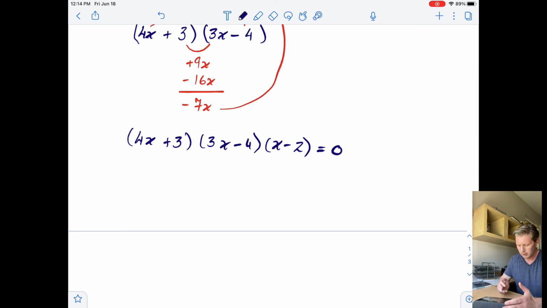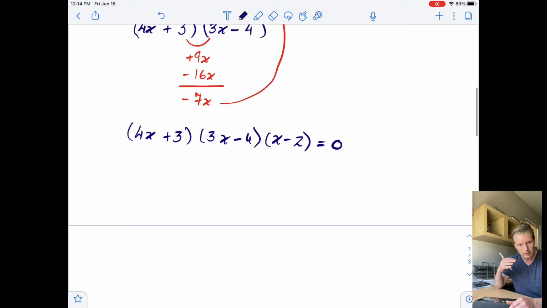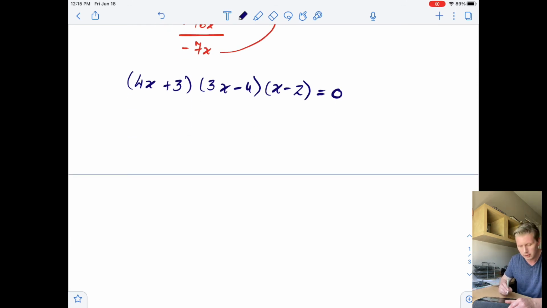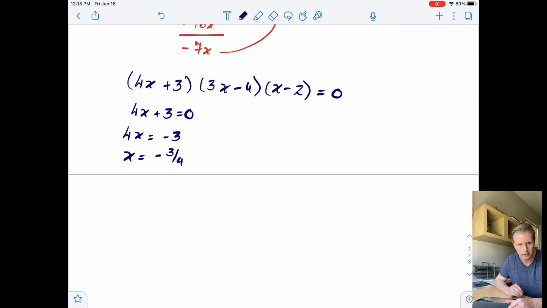All right, so the solution here is that either 4x plus 3 is equal to 0, 3x minus 4 is equal to 0, or x minus 2 is equal to 0. So those are my 3 solutions. I've let each of these factors individually equal 0 and then solve. So if 4x plus 3 is equal to 0, well then 4x is equal to negative 3, and x is equal to negative 3 over 4, or negative 0.75. So that's one root.